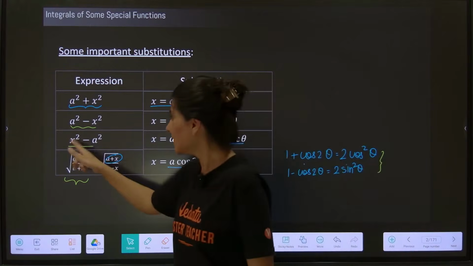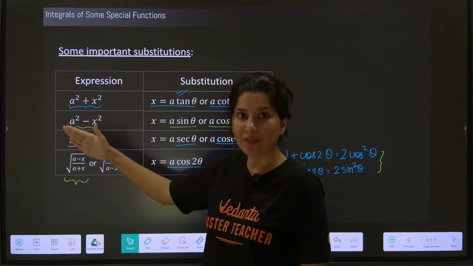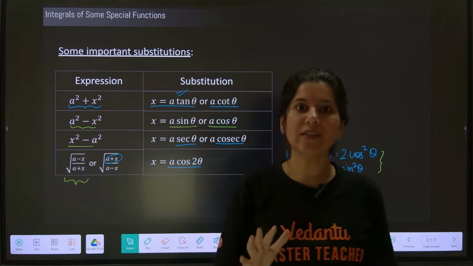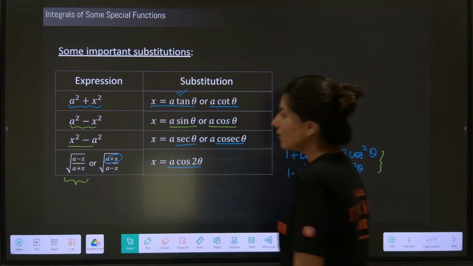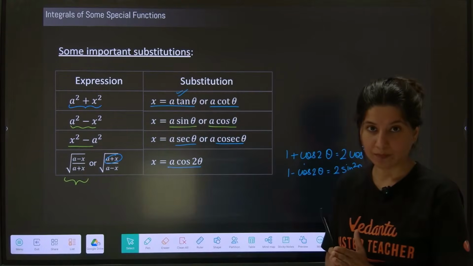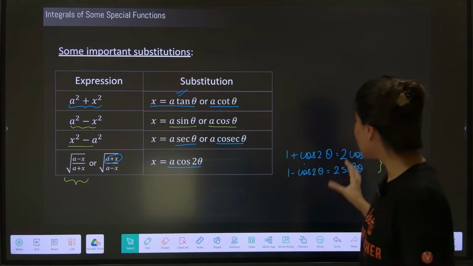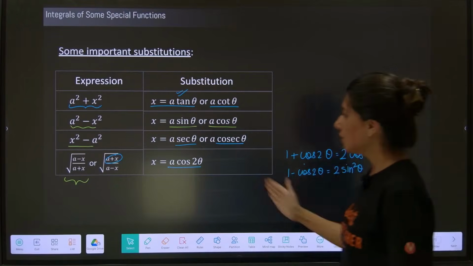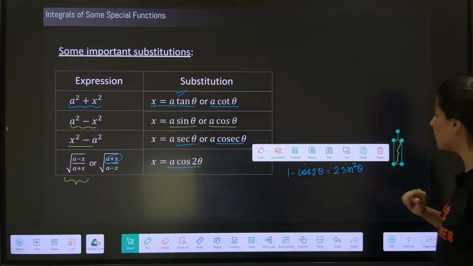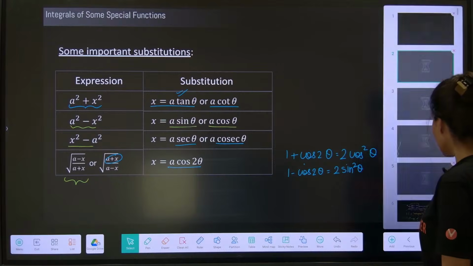Okay? x square minus a square. So if you put a sec theta, a square will be common. Sec square minus 1 is tan square. So a sec theta and a cosec theta will work in this. Now if you see both together, a minus x and a plus x together, then you put a cos 2 theta, because we have two gold formulas. So if you put a cos 2 theta, a will be gone. 1 plus cos 2 theta will get created, which also has a formula. 1 minus cos 2 theta also has a formula. Okay, so that's how it is.